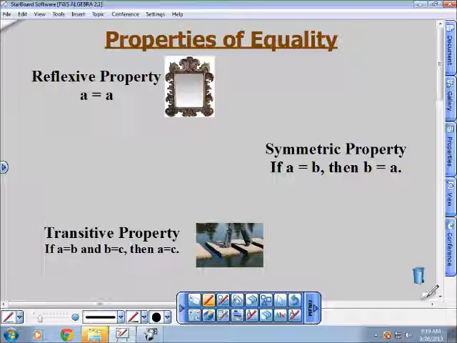And then finally is the transitive property. I have some guy transitioning over here, it looks like a little bridge on the water or something. So what this is saying is this. If A is equal to B and B is equal to C, well then the first thing, the A, is also equal to the last thing, because they're both equal to B. So let's put it in numbers because you'll understand it easier in numbers.